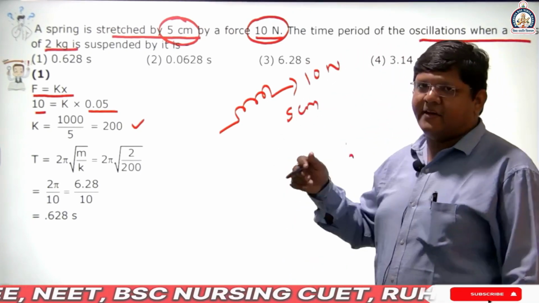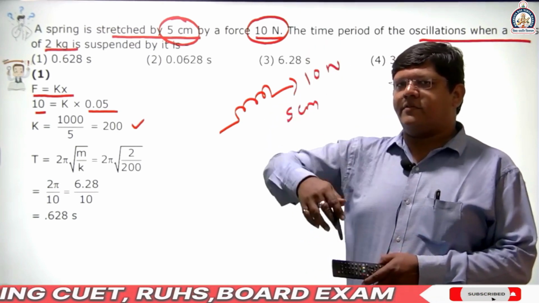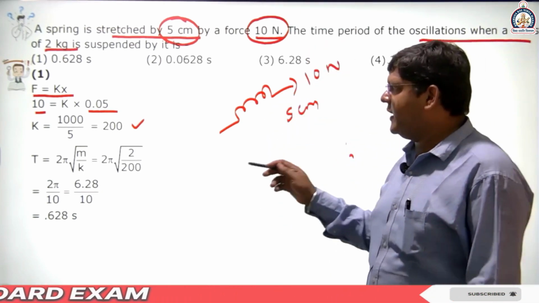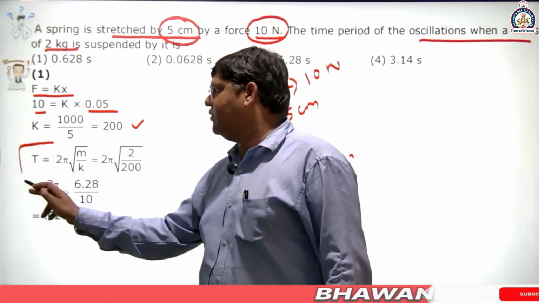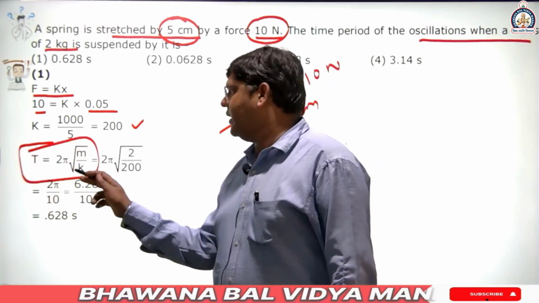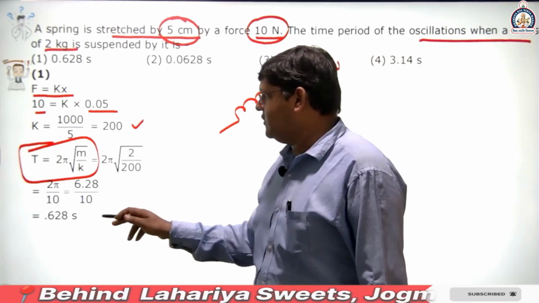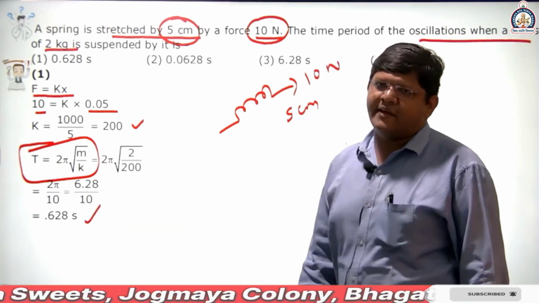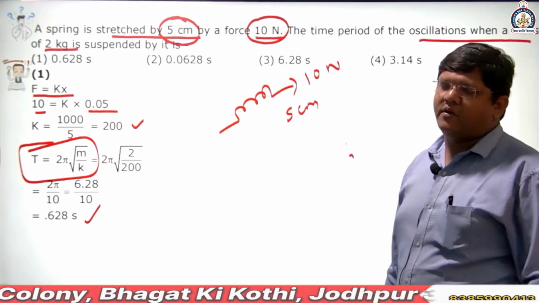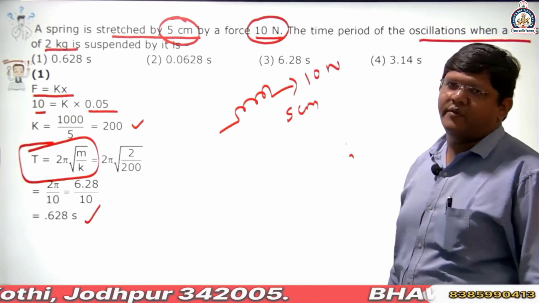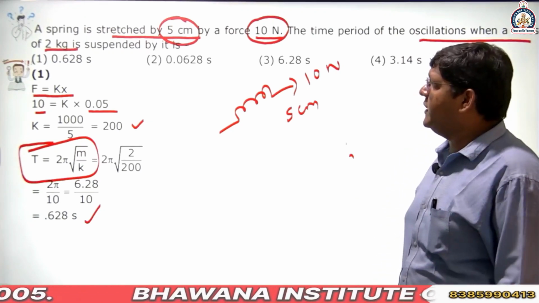Now, when the mass is attached to the spring, it is in the form of simple harmonic motion. So, we can calculate the time period as T is equal to 2 pi root m by K. Okay, m is given as 2 and K is 200. On solving, we get 0.628 second. This is the required time period for oscillations of a spring. Okay, moving to the next part.